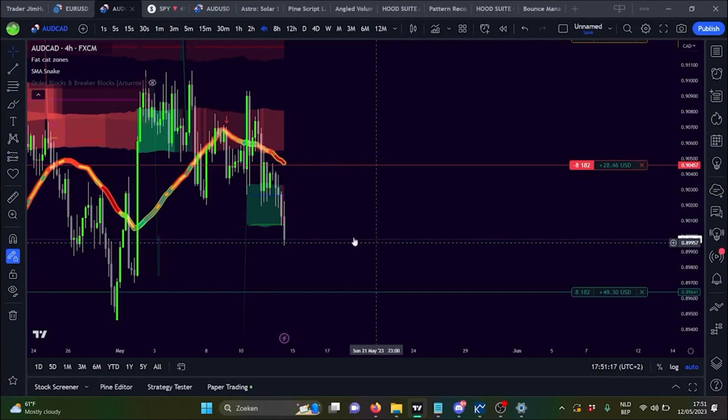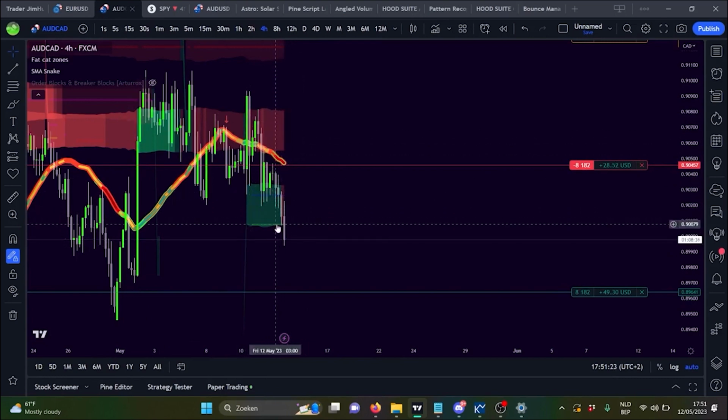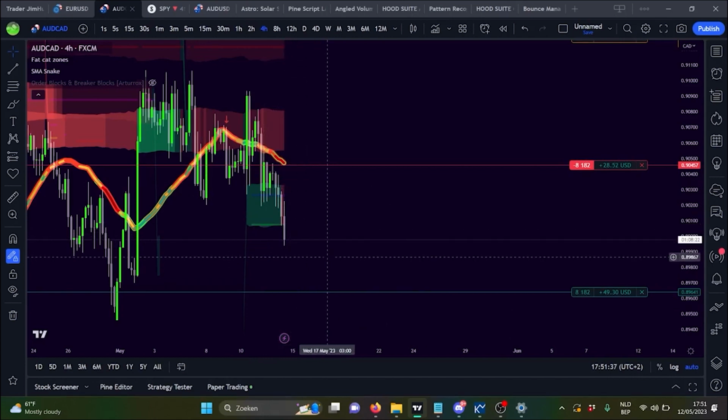This is perfect. We are finally breaking this zone on AUD CAD. Before that I was anxious that the zone would hold and the price would break back up. This is a good sign. This zone is now turning into resistance instead of support, especially when this candle closes and the new candle is opened right below here.